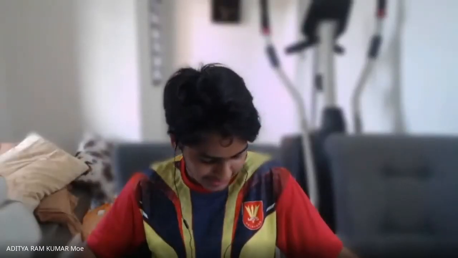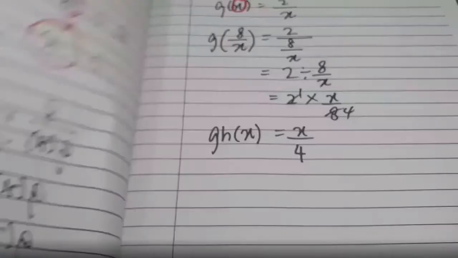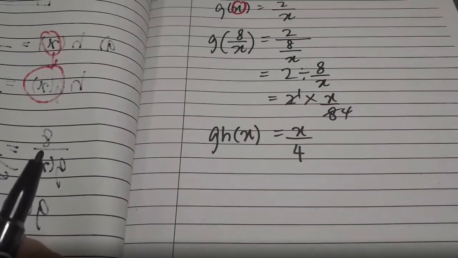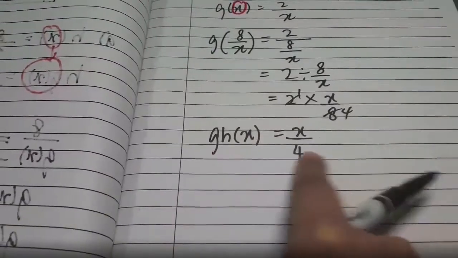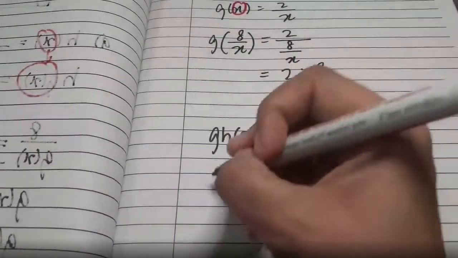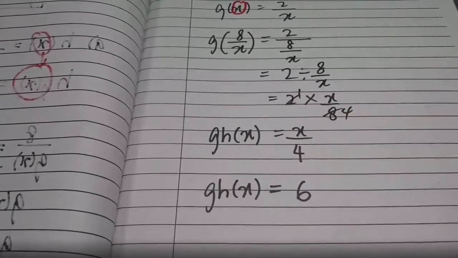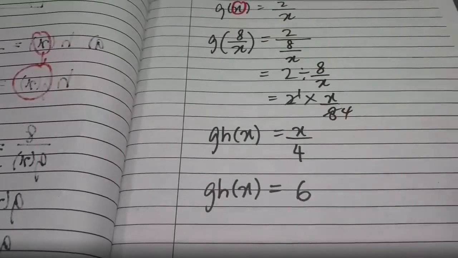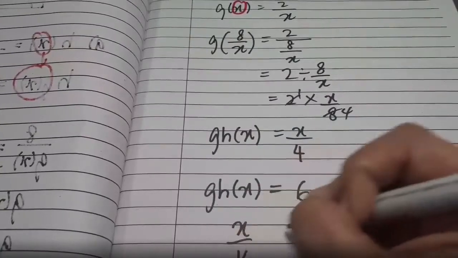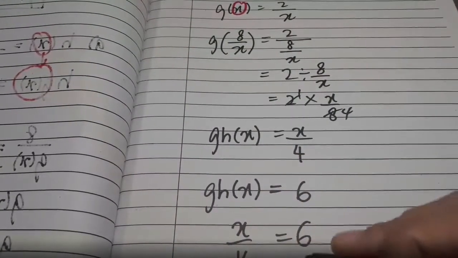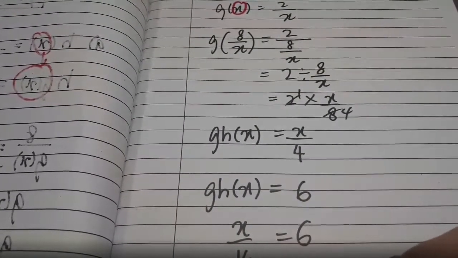Cikgu, jawapan final B ialah 24. Belum habis lagi. Kita baru cari gh(x). Oh ya. Ini soalan, right. Soalan beri gh(x) equal to 6, right. Yang ini yang kita buat comparison. x over 4 equal to 6. So x equal to 6 multiply 4, 24. Harus siap.